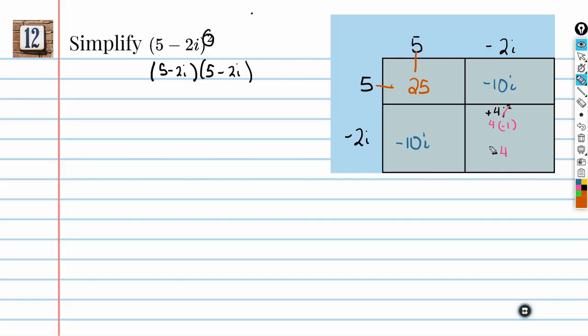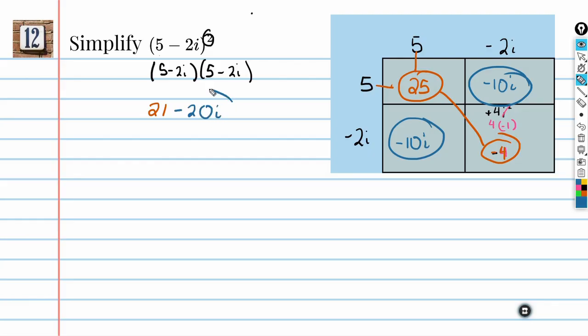If I can get the right color. And that was a real number. So our two real numbers combine, giving us a positive 21. Our two imaginary numbers combine, giving us a negative 20i.